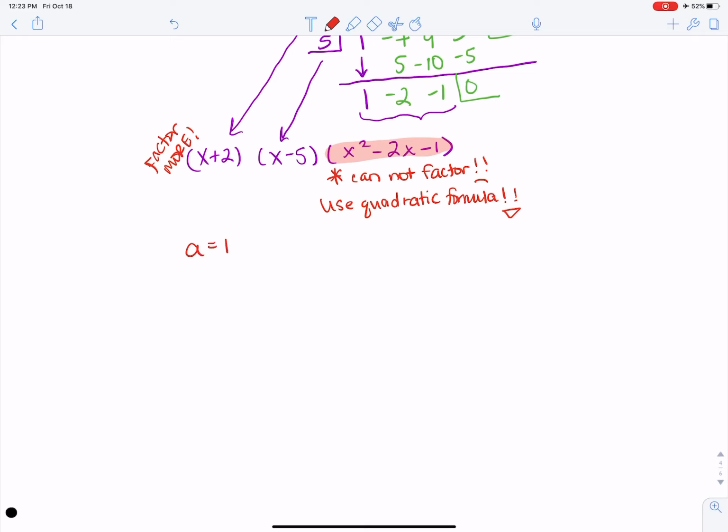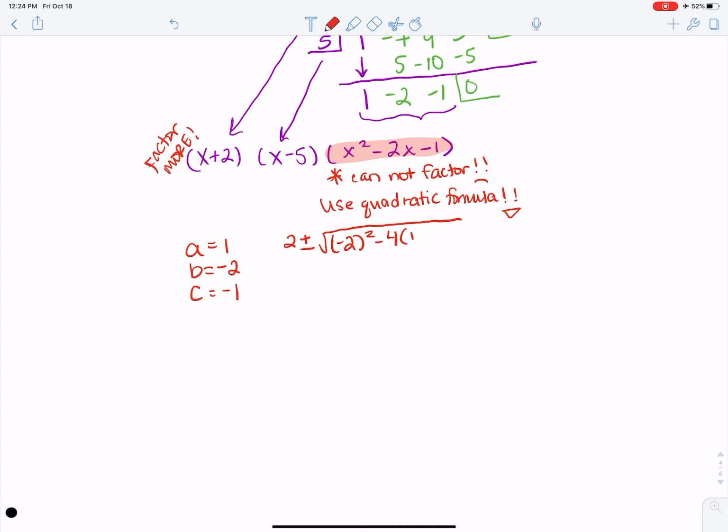Opposite B plus or minus square root. And I'm going to sing it once. B squared minus 4AC all over 2A. All over 2A. And that's what we get.